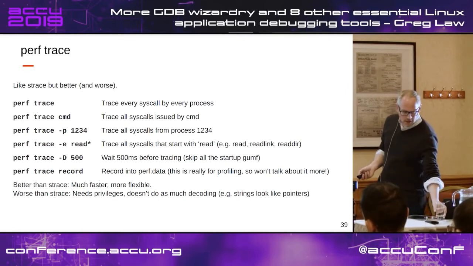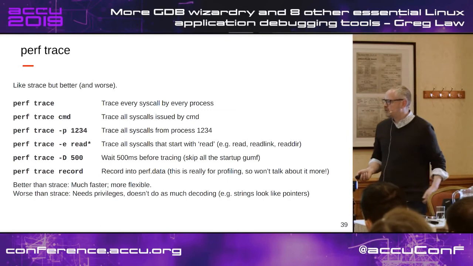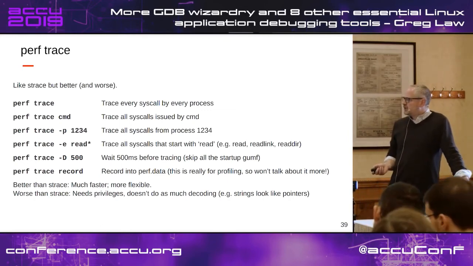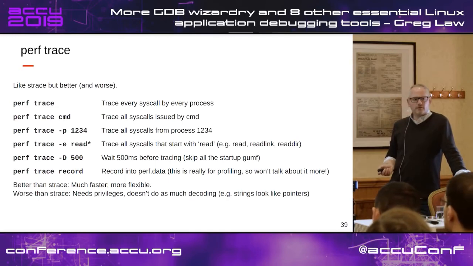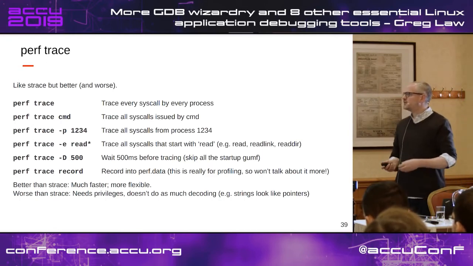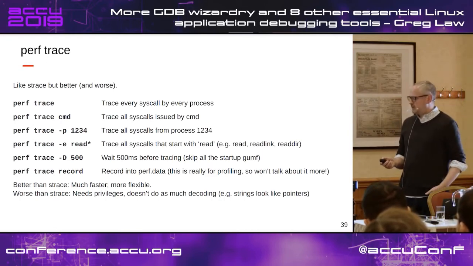But you need to be root, and it doesn't do as much decoding. strace does quite a good job of telling you what the arguments to your system calls actually are, whereas perf trace will just give you raw pointers and things, which is often a bit of a pain.